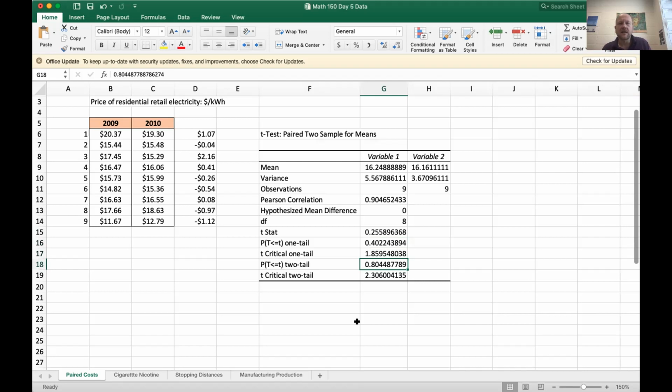So this says that we have an 80% chance of having numbers that are different from each other, kind of either way, just at random. So this is not strong evidence, okay? And we do have that concern about, do we have something that is approximately normal?